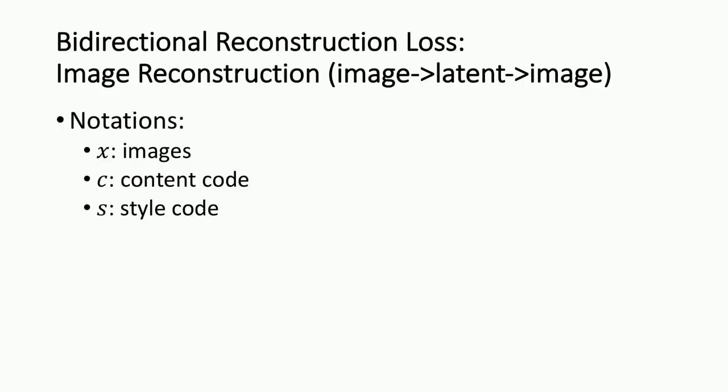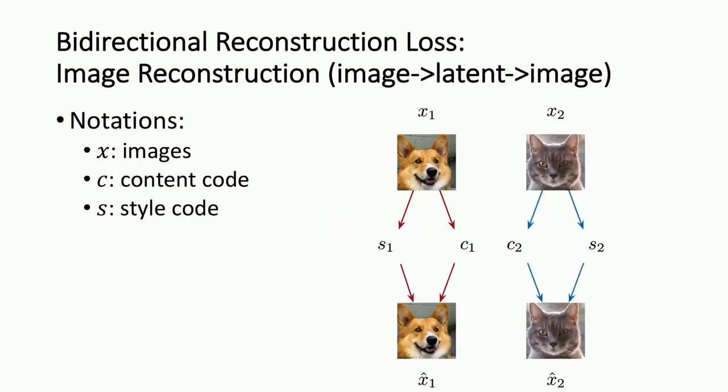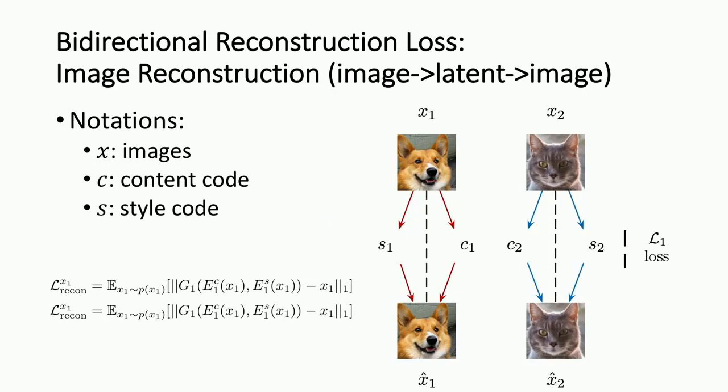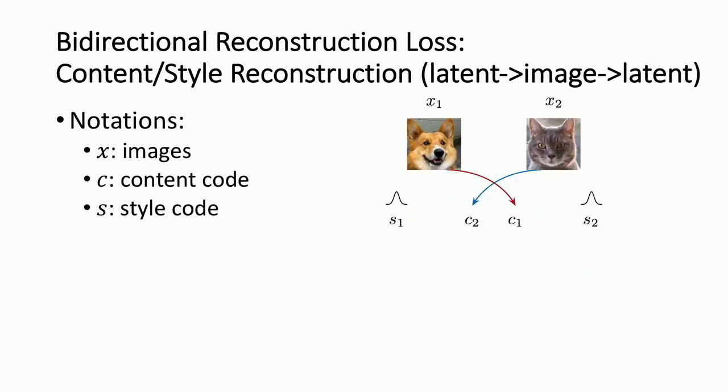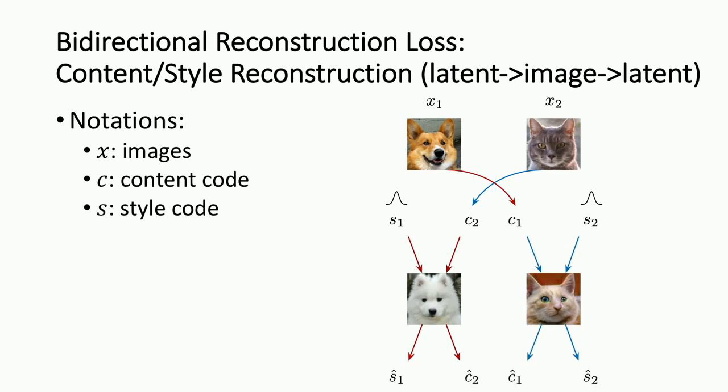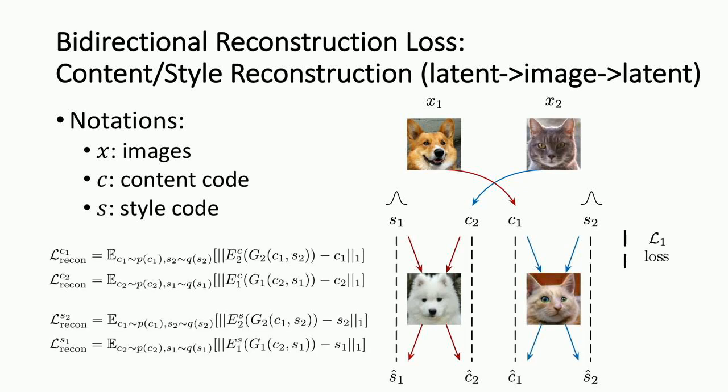So the bidirectional reconstruction loss, as the name suggests, consists of reconstruction loss in two directions. The first direction is from an image: we encode it and then decode it, which will reconstruct the original image. This is just a normal training objective of image autoencoders. And we also have a latent reconstruction loss for the content and style code. So we first encode the image to its latent code, decode the latent code to the output image, and encode it back to the latent space, which will reconstruct the original latent code. So these two loss functions enforce the autoencoders to be bijective and basically reconstruct the images or the latent codes in both directions.